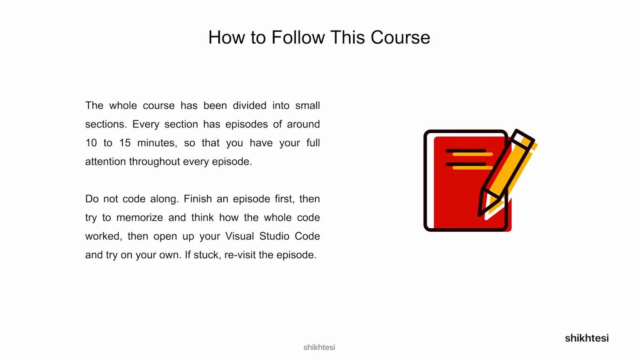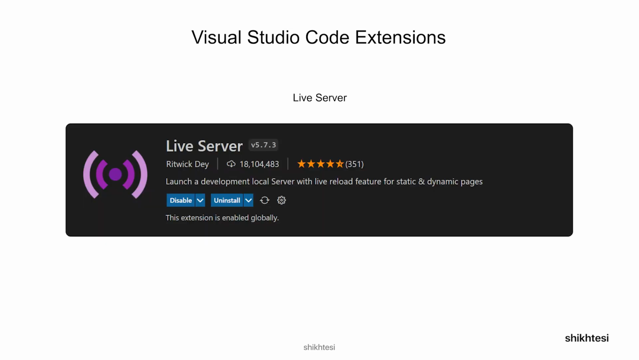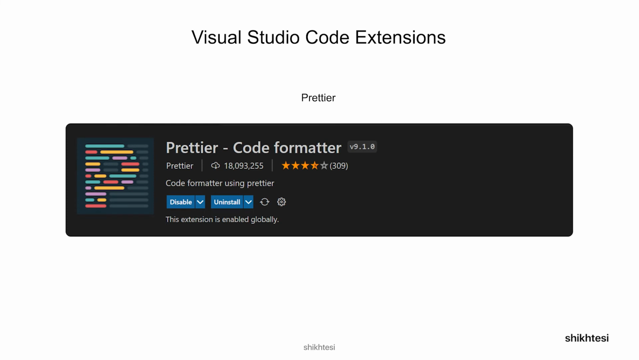And if you're stuck, revisit the episode, so you will understand where you start. Okay, so some extensions we need. The first thing we need is Live Server. Okay, what is a live server? We will learn what a live server is, but at first you just need to take a note that we need to install this, and we also need to install the Prettier code formatter. We'll talk about that later in the second episode.